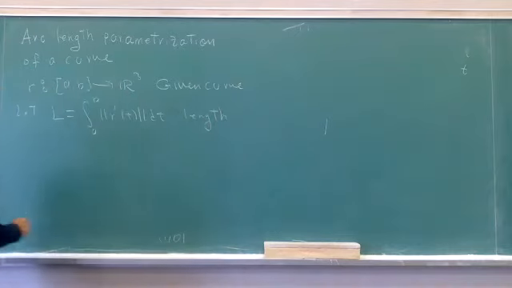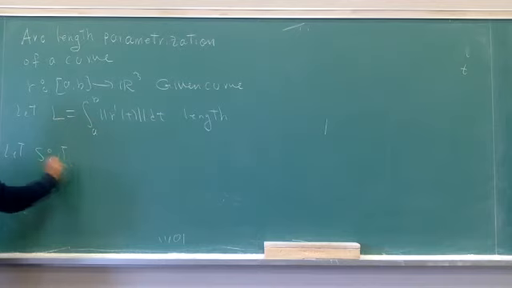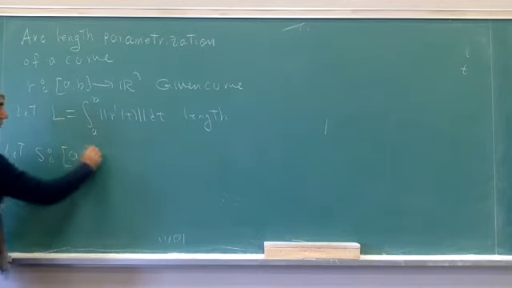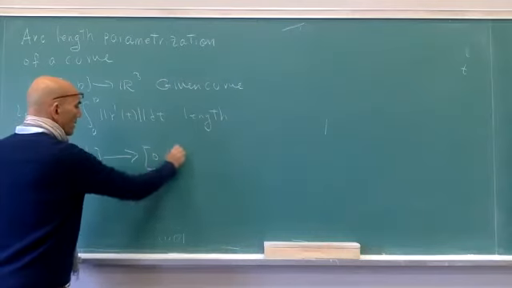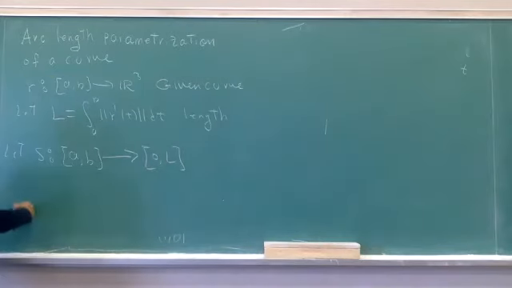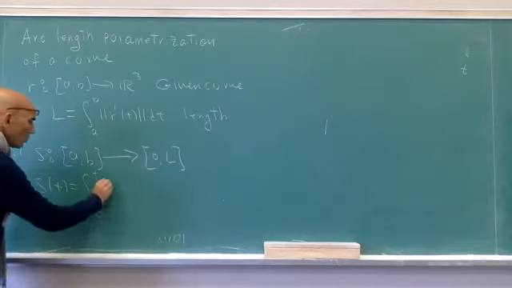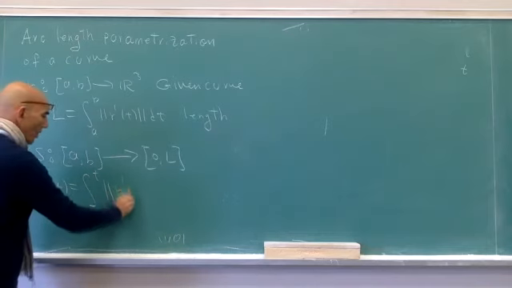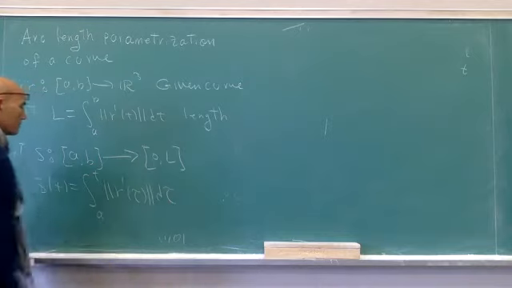Length. So define a function S from interval AB to interval 0L by the following formula. S of T is equal to the integral from A to T of the norm of R prime of tau d tau.